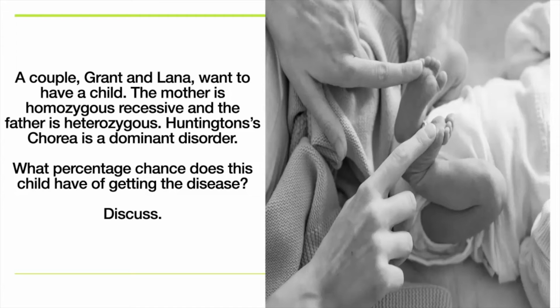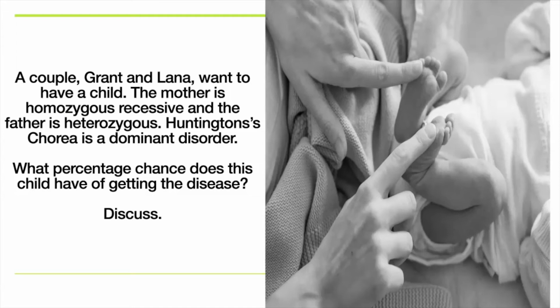Okay, so think about this. Grant, the father, is heterozygous, which means he has one dominant allele and one recessive allele. If Huntington's chorea is a dominant disorder, that means you just need one dominant allele for that person to have Huntington's chorea. And Grant is heterozygous, so he does indeed have a dominant allele, which means he does indeed have Huntington's. So Grant does have Huntington's chorea.